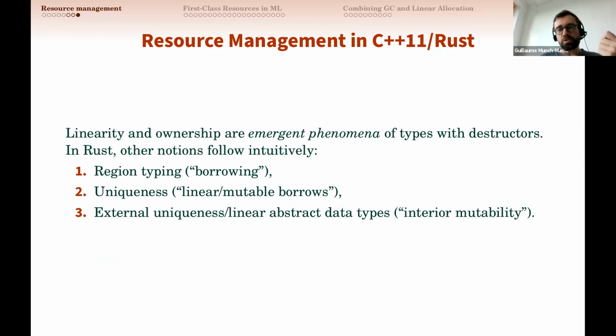And it is a central concept because linearity and ownership in these languages are emergent phenomena of these types with destructors. For instance, in Rust, you've got borrowing, which follows from this concept, then uniqueness, so with linear borrows, the notion of external uniqueness via abstract data types, and so on. And so I take it as a starting point to investigate such concepts in the context of ML.